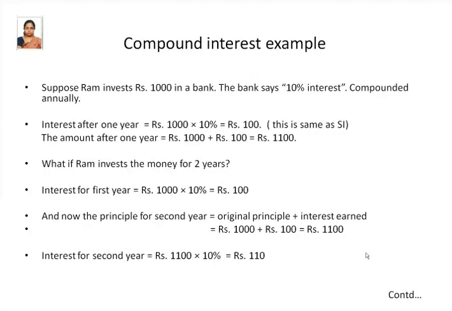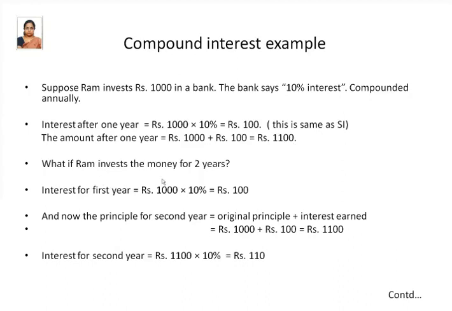Now the same example we can take whatever we have done there. Ram invests 1,000 rupees, 10% interest compounded annually. The first year calculation is the same as what we did for simple interest, and you have 100 as the interest for the principal 1,000. Therefore 1,100 is the amount he receives after 1 year.